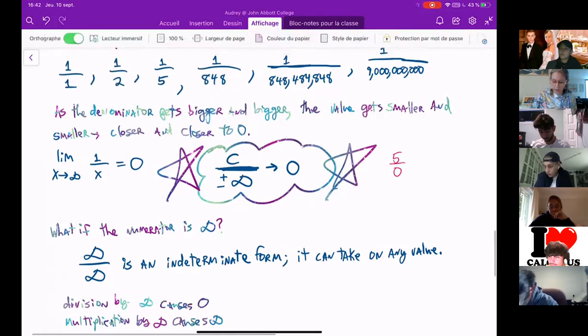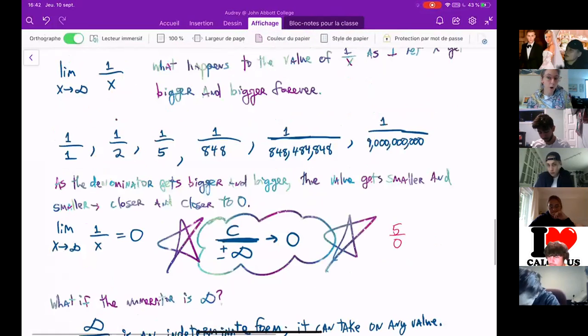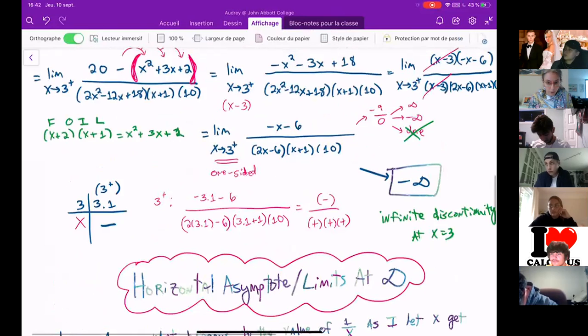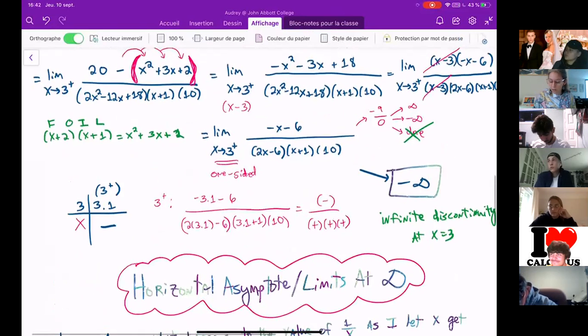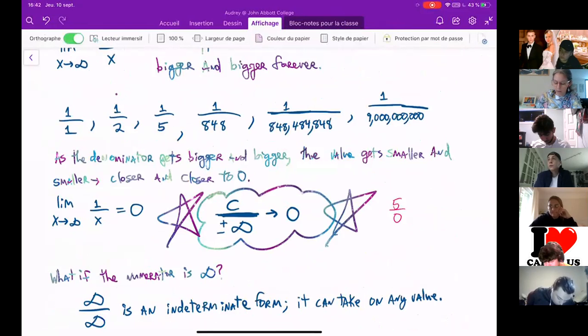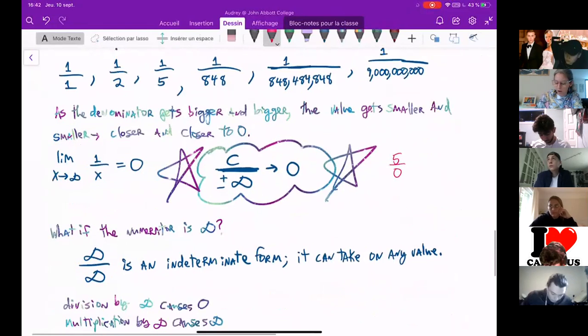That we were just doing up here. We said negative 9 over 0 meant one of 3 things: minus infinity, infinity, or does not exist. Could 5 over 0 be 7? No, 5 over 0 couldn't be 7. So what are the values that a constant over 0 could take on? Infinity, negative infinity, does not exist. Is it indeterminate?